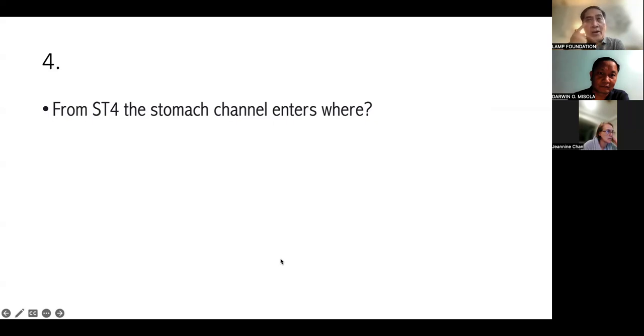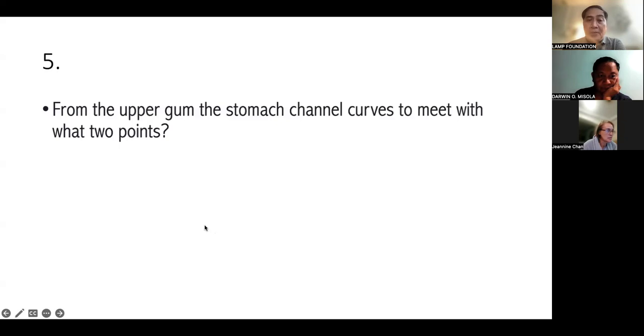From stomach 4, saan ba yung stomach 4? Saan siya papasok? Circles the mouth. Yeah, the upper gum. Remember, the upper gum. Lower gum is the large intestine. So stomach 4, papasok siya sa upper gum. Upper gum na tayo ha. Upper gum channel.